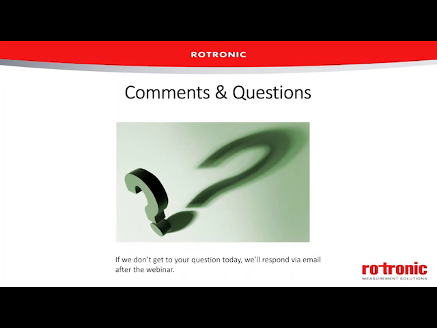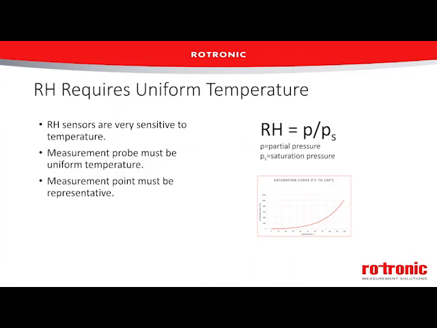So with that, we are going to take a deeper dive into relative humidity and the idea of why a uniform temperature is so important. Michael? So temperature is probably the biggest influencer on relative humidity in terms of outside parameters or outside effects that can upset our measurements or create gradients in an environment that we're trying to measure.